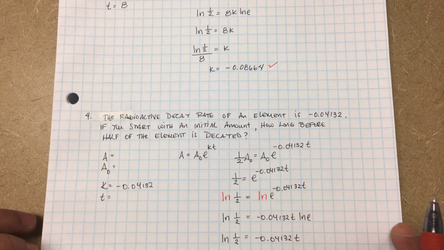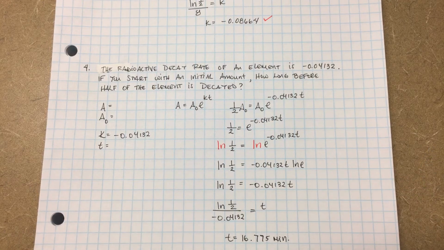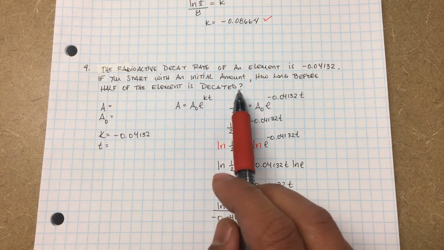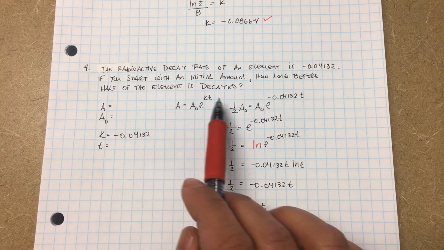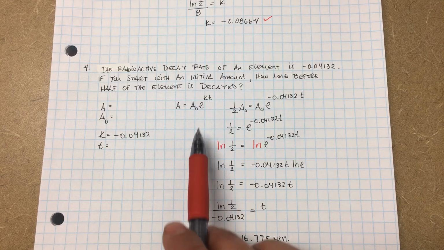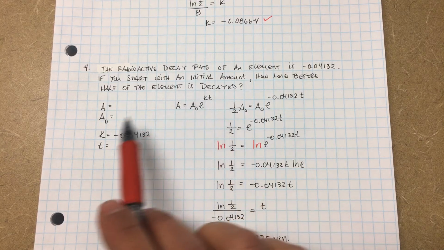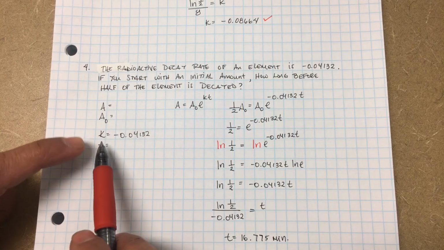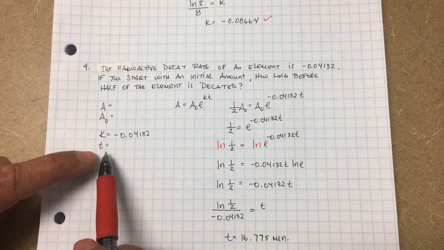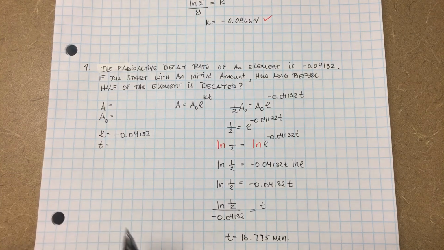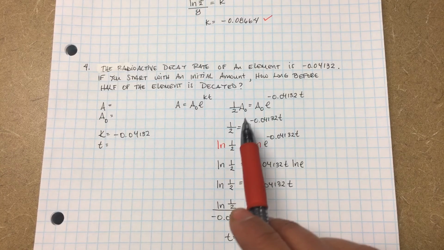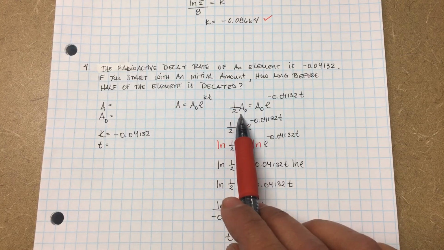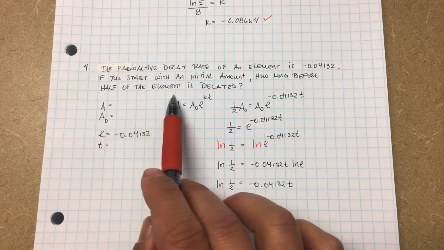Last one, guys. It says the radioactive decay rate of an element is this value here. If you start with an initial amount, how long before half of the element is decayed? So, same thing. We start off with our formula. We don't know the initial amount. We don't know the final amount. We do know the k rate, but we don't know how long it's going to take. That's what we're trying to figure out. Well, much like number 3, all we know is that whatever the initial amount, we're going to have half of it because it says how long before half of the element is decayed.